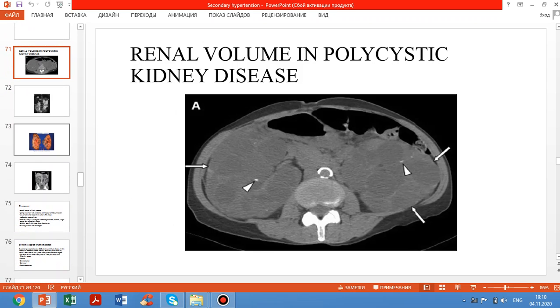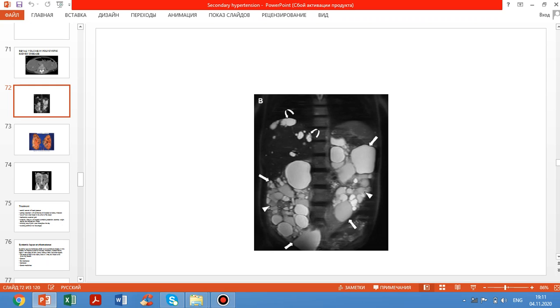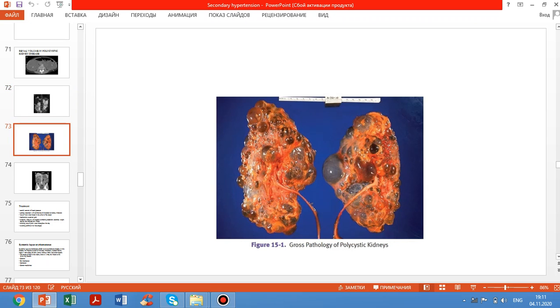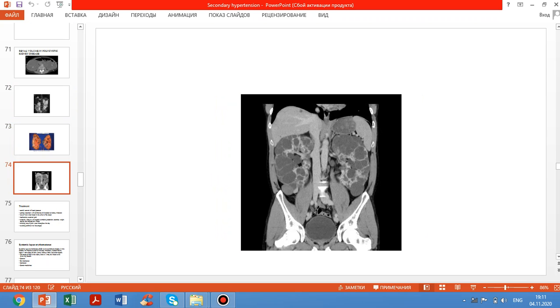In this slide you can see renal volume in polycystic kidney disease. They are very big on both sides. There are also big kidneys with a cyst. This is the gross pathology of polycystic kidney. In this slide you can also see the big size of kidneys, both kidneys with the cysts.